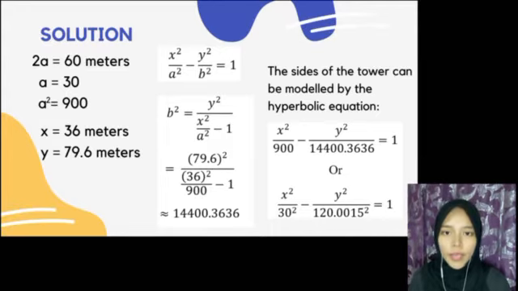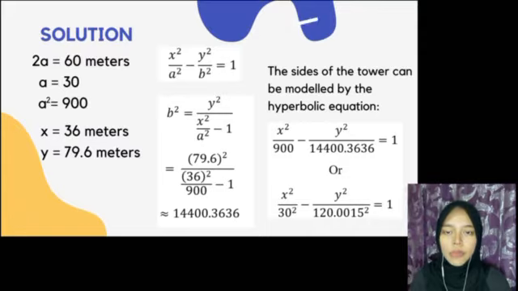To solve for b squared, we need to substitute for x and y in our equation using a known point. To do this, we can use the dimensions of the tower to find some point (x, y) that lies on the hyperbola. We will use the top right corner of the tower to represent that point. Since the y-axis bisects the tower, our x value is represented by the radius of the top, or 36 meters. The y value is represented by the distance from the origin to the top, which is given as 79.6 meters. So x equals 36 meters, y equals 79.6 meters.